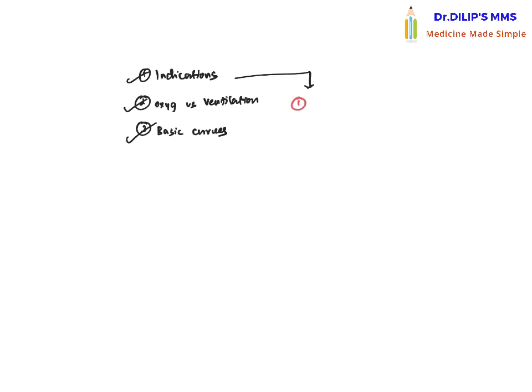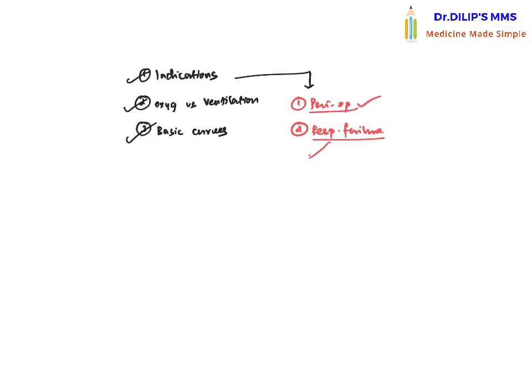Whenever you think about the indications of mechanical ventilation, the first thing that comes to mind is the perioperative status, obviously. Many surgeries need general anesthesia, in which you obviously need a mechanical ventilator. And number two, in ICUs, in many cases of respiratory failure, you obviously need mechanical ventilation.